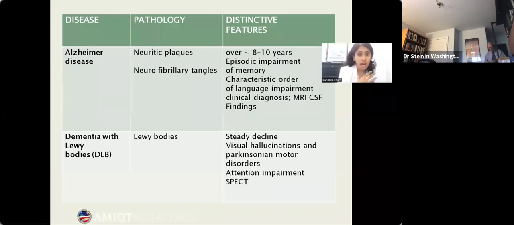On the other hand, the next entity, dementia with Lewy bodies, in contrast to Alzheimer's, which has a progressive decline, DLB would have what is called a steady decline, which would again span somewhere between 8 to 10 years. But a characteristic finding is that it will usually be associated with symptoms such as visual hallucinations, Parkinsonian kind of motor disorders, and attention impairment. On the SPECT scan, it reveals reduced occipital perfusion and metabolism.